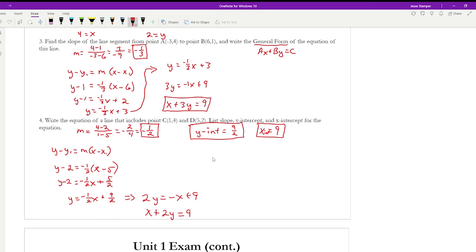I should have written that in there. Our slope is negative 1/2. Our y-intercept is 9/2, and our x-intercept is 9. And that's how you solve it.